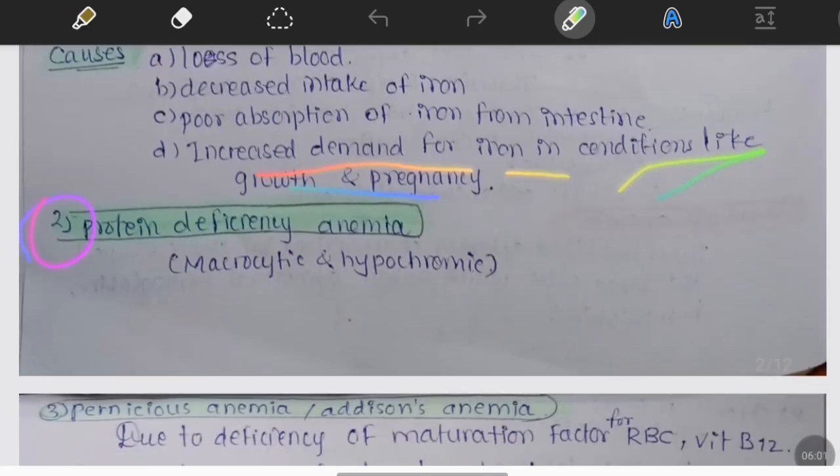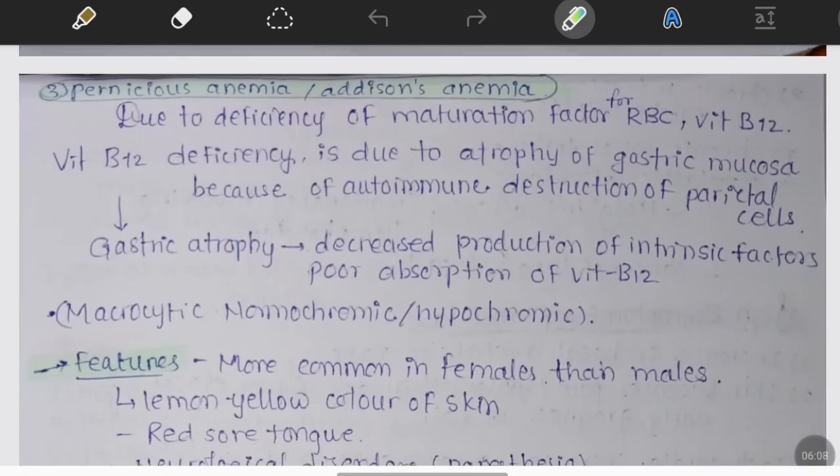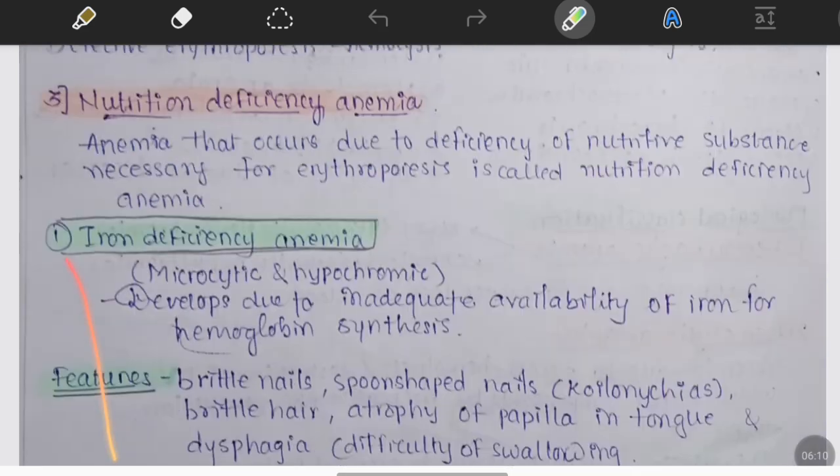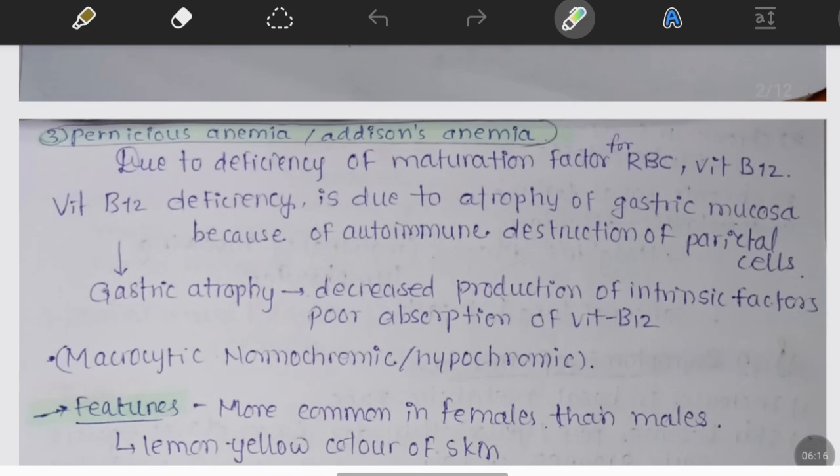And second one is protein deficiency anemia. It is the microcytic and hypochromic anemia. And in this nutrition deficiency anemia, the third type is pernicious anemia, also called Addison's anemia. It is due to deficiency of the maturation factor of the RBC, that is vitamin B12. Vitamin B12 deficiency is due to atrophy of gastric mucosa because of autoimmune destruction of parietal cells.